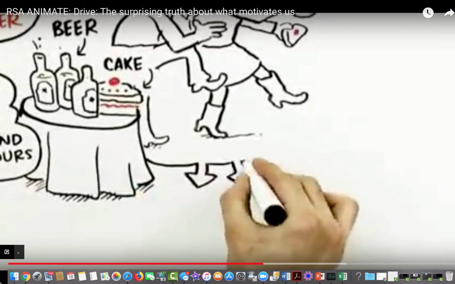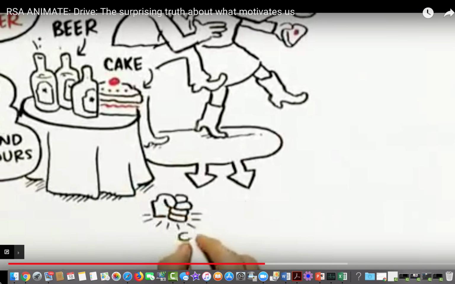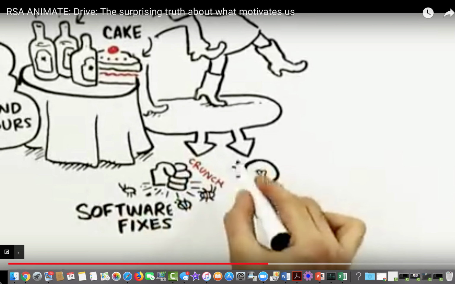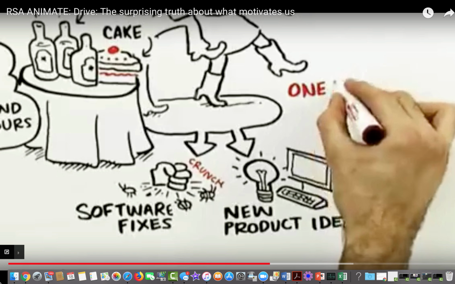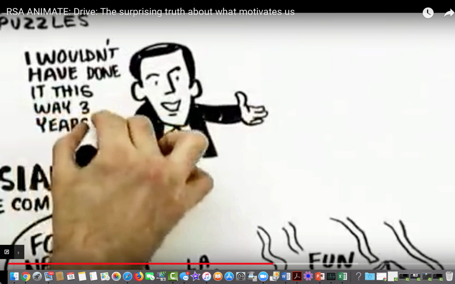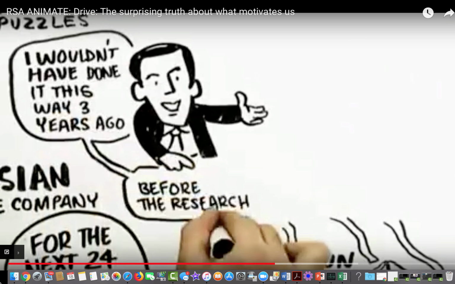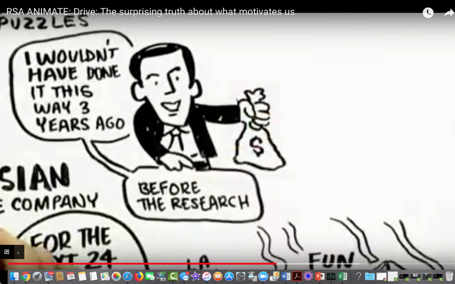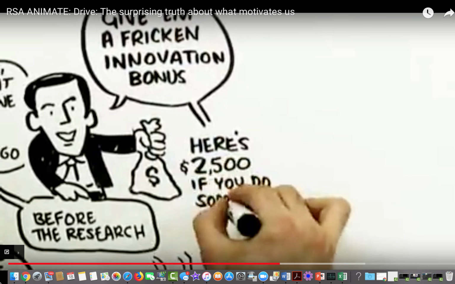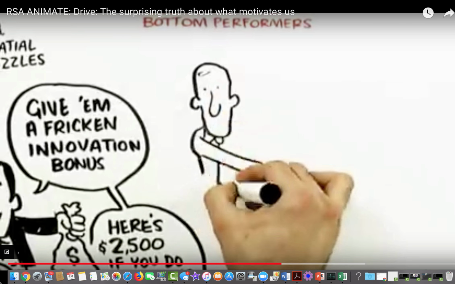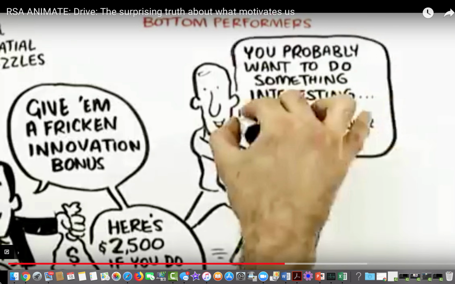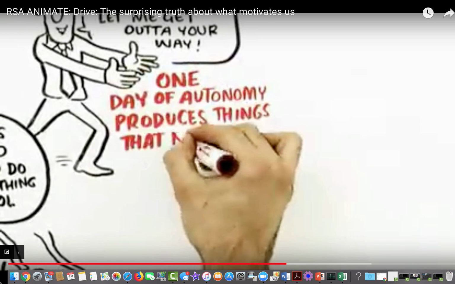It turns out that that one day of pure, undiluted autonomy has led to a whole array of fixes for existing software, a whole array of ideas for new products that otherwise had never emerged. One day. Now, this is not an if-then incentive. This is not the sort of thing that I would have done 3 years ago before I knew this research. I would have said, you want people to be creative and innovative? Give them a freaking innovation bonus. If you can do something cool, I'll give you $2,500. They're not doing this at all. They're essentially saying, you probably want to do something interesting. Let me just get out of your way. One day of autonomy produces things that had never emerged.